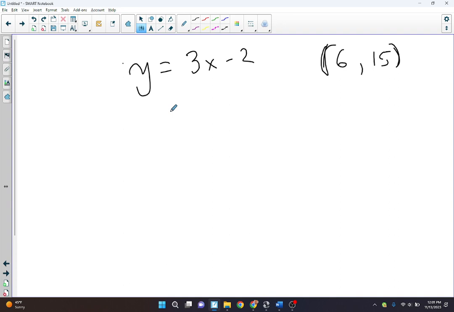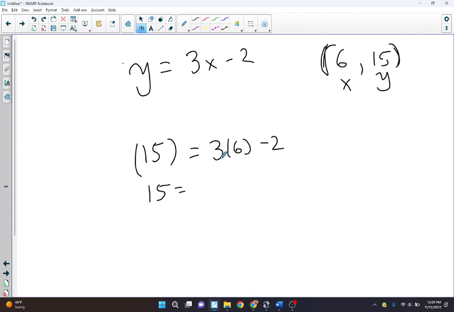okay? So with that in mind, what we're going to do, it's going to be 15 because the y over here is 15 equals 3 times 6 minus 2. This 6 is the x. So you replace and you check if it's true or false. 15 equals 3 times 6 is 18 minus 2, 16. That is not true, so you would write no for the answer.